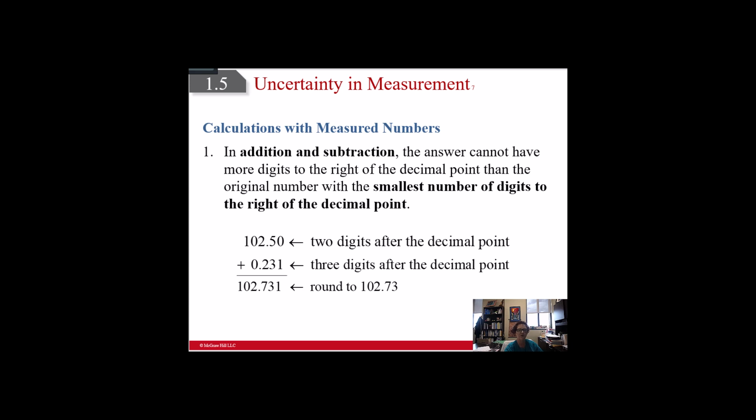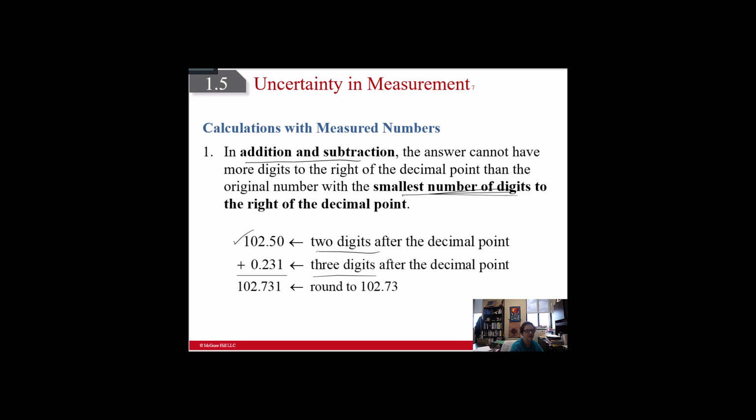divide. And so in addition and subtraction, your answer cannot have any more digits to the right of the decimal point than the original number with the smallest number of digits to the right of the decimal point. What do I mean? Okay, so we have 102.50, which has 2 digits past the decimal place. We're going to add that to 0.231, which has 3 digits after the decimal place. And so when we add those together, we get 102.731, and that's just what our calculator would say.